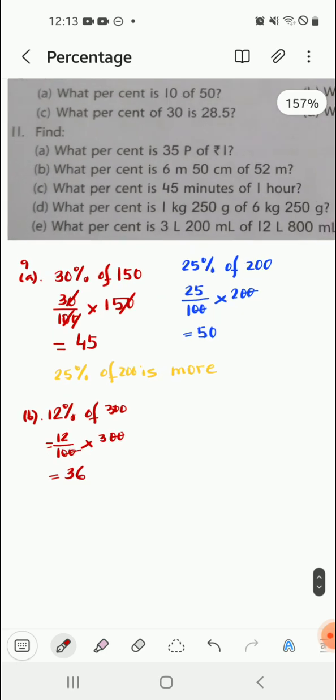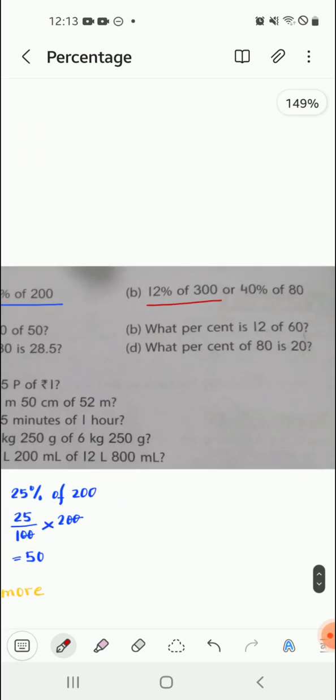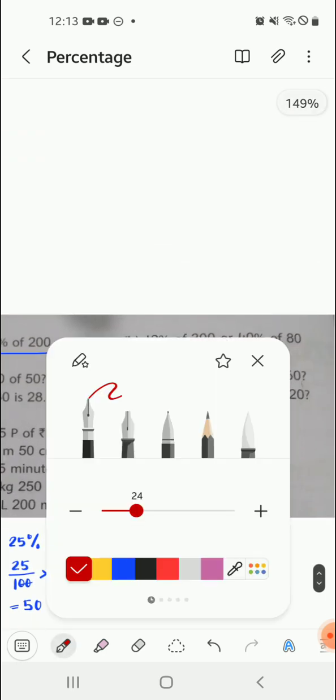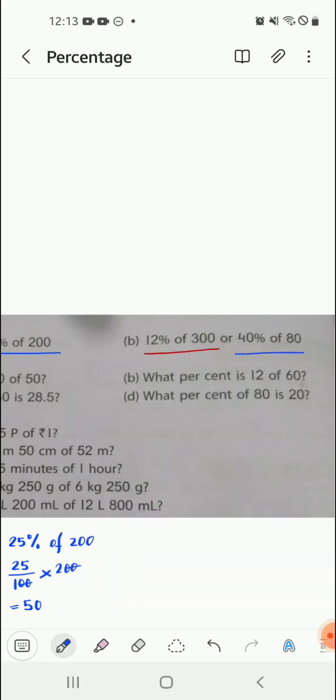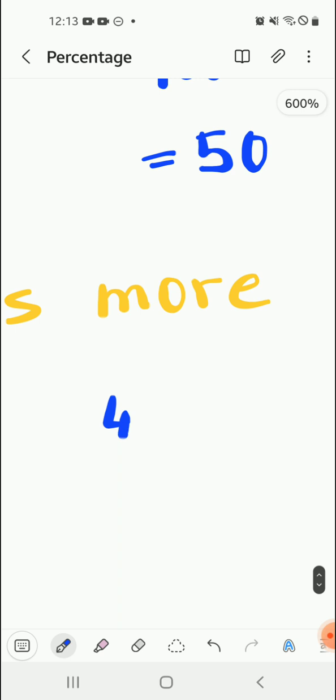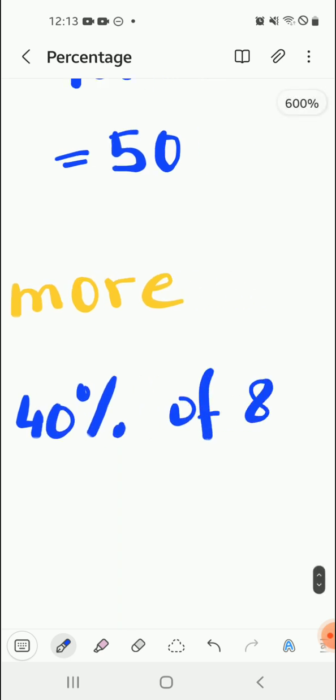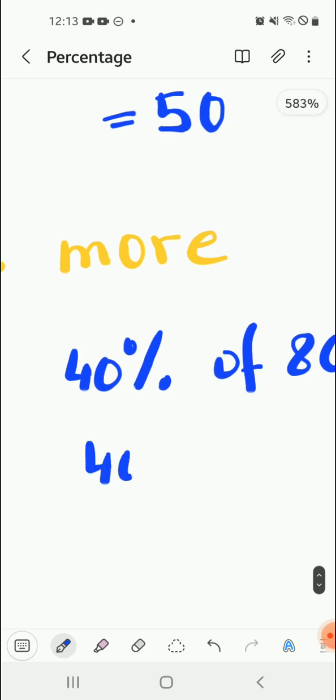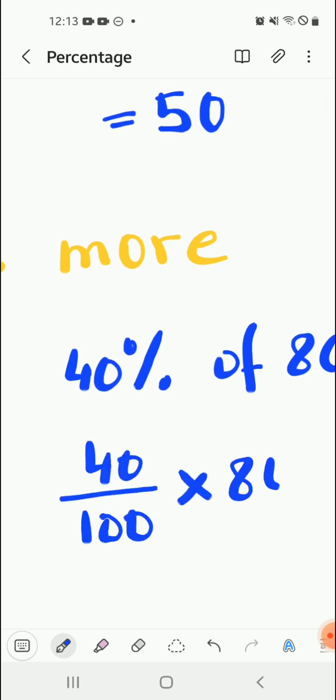Now we'll move to the other part of the question, that is 40% of 80. So let's find the value of 40% of 80. 40% is written as 40 by 100. Of is into 80. Cancel it out.